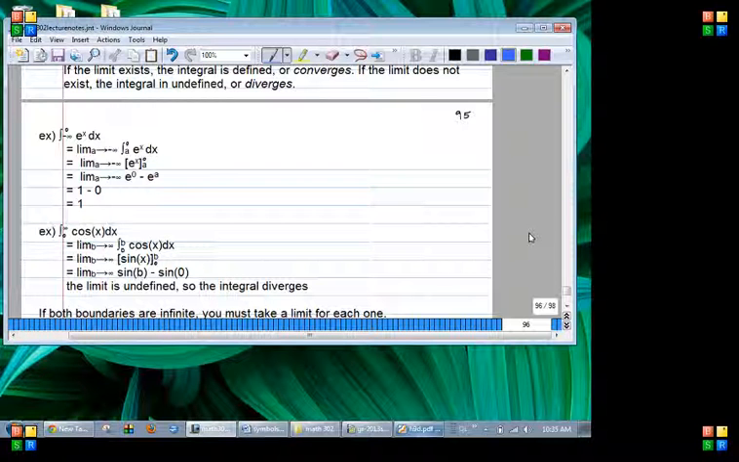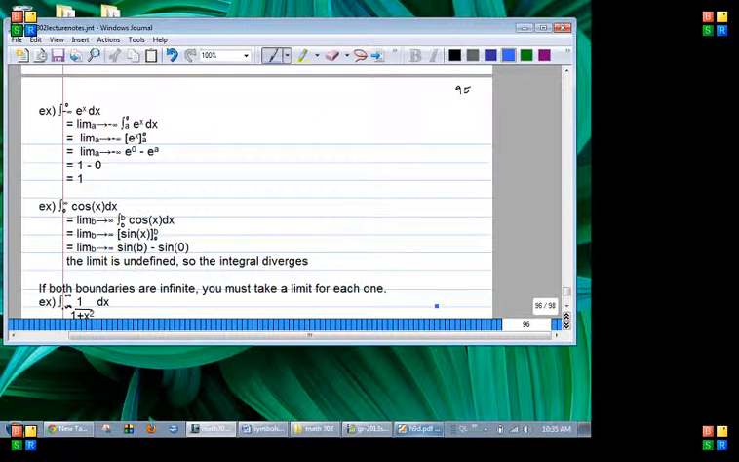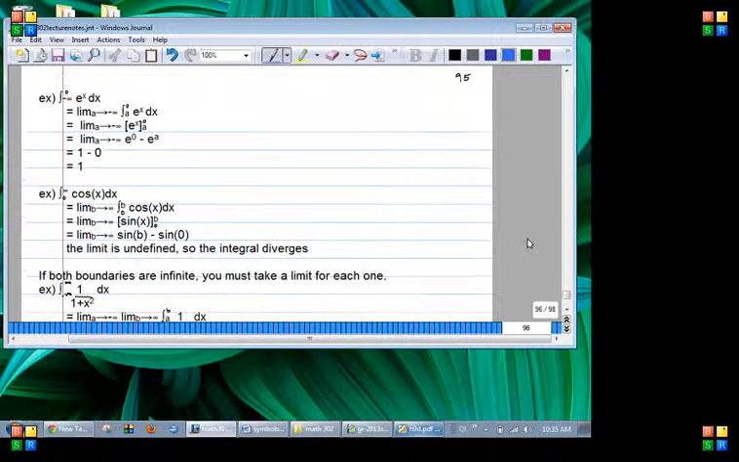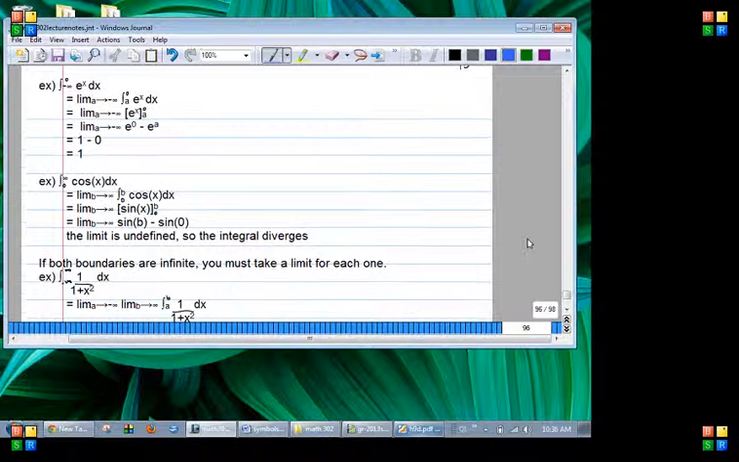One slightly fun case is if both boundaries are infinite. If both boundaries are infinite, you have to make a limit for each one, in the following way. The integral from negative infinity to infinity of 1 over 1 plus x squared dx. You have to take the limit for the lower boundary and for the upper boundary as well. So the limit as a goes to negative infinity, the limit as b goes to infinity, of the integral from a to b of 1 over 1 plus x squared dx.